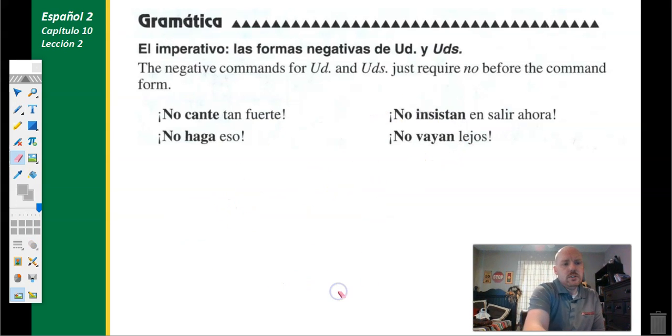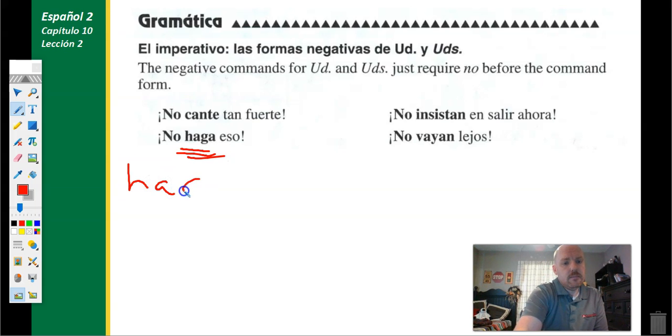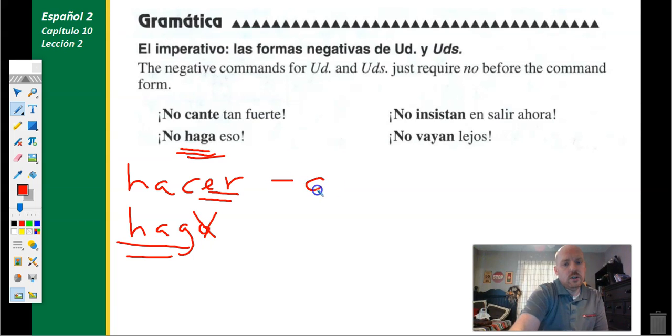And just by way of review, too, you may be still wondering, why do we do that yo form at the beginning? We do it because of verbs like this one right here. Hacer has an irregular yo form, and we have to use that irregular yo form to form the imperative. We have the verb hacer. The yo form of the verb hacer is hago. Then we eliminate our ending and we're left with the stem ag. Since it's an ER verb, we're going to use A endings. So we would have aga, or if it's plural, agan.